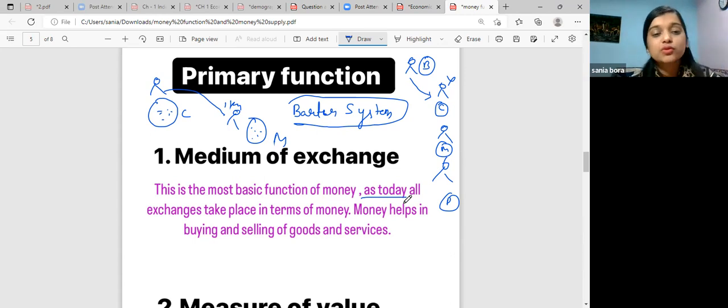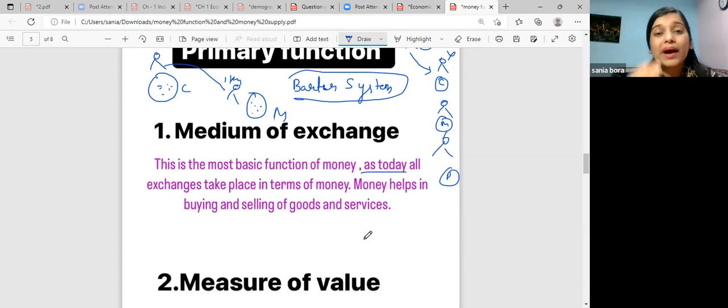But now, all the exchanges take place in terms of money. Whatever you want, whatever you need, money, that's it. Money helps in buying and selling of goods and services. If you want to buy something, you need money, right? Goods are basically products, for example pens, mobile phones, clothes, anything. But what about services? For example, you were not well, you went to the doctor, and he gave you treatment. That treatment is the service.